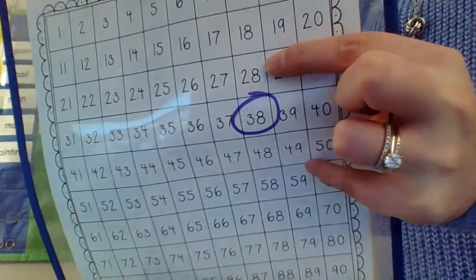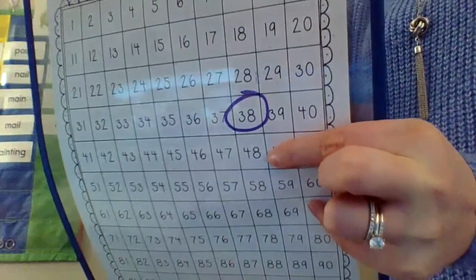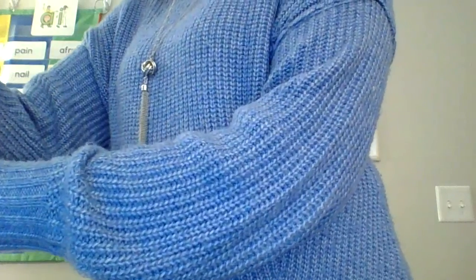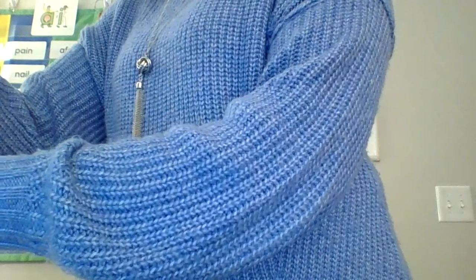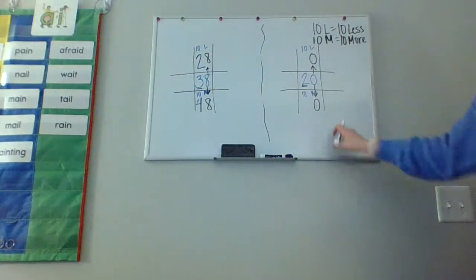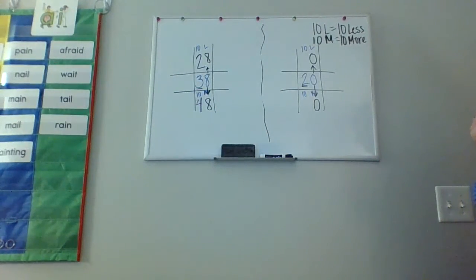10 less than 38 is 28. 10 more is 48. If I found 38 on my chart, 10 less is 28. 10 more is 48. Now, I would like everyone to show me your work for this one. Show me your work. Hold it up for me.